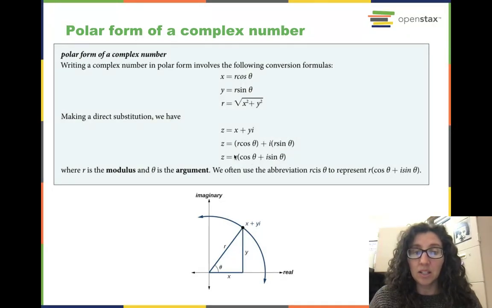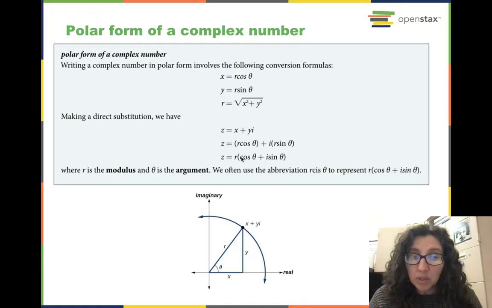So r is the modulus of our complex number, which we've been talking about as the absolute value, that distance. We call that the modulus. And theta we call the argument. So just like with polar form, r is this distance, and theta is this angle here. So our complex number is r times cosine of theta plus i sine of theta. This is the polar form of a complex number, okay?